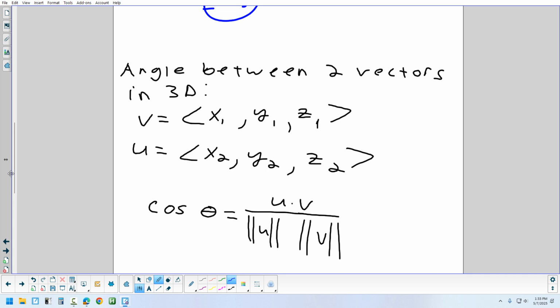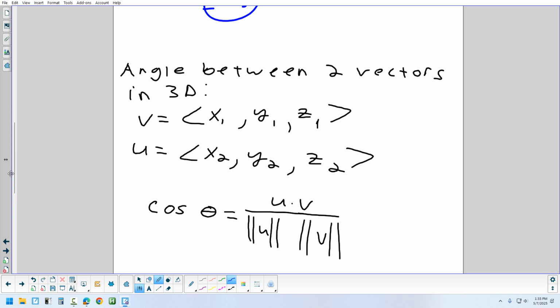No. Is there something else next to cosine theta? No, not in that formula. You're thinking of something below. It looks the same. Yes, it looks the same. This formula is exactly the same formula as yesterday.